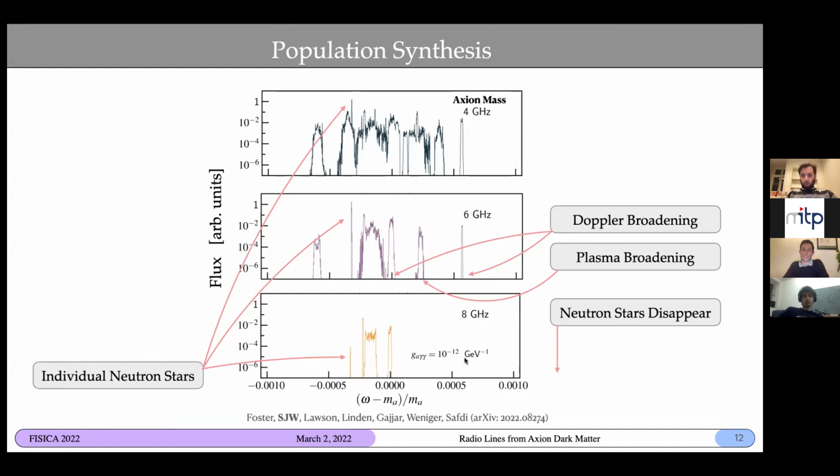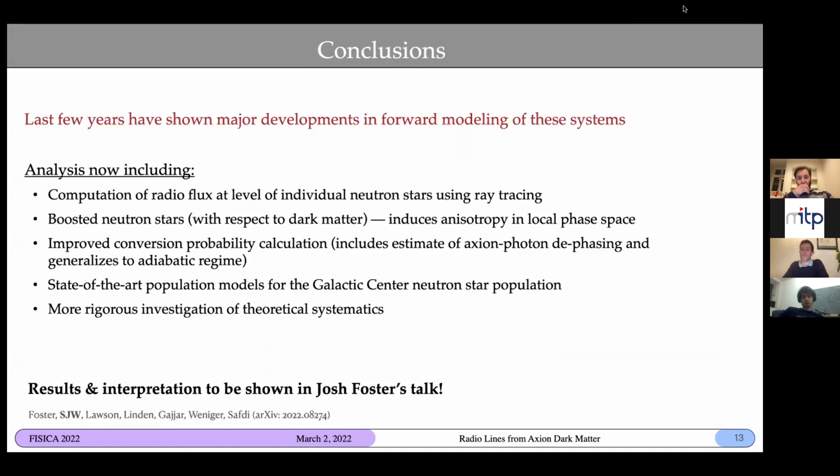So with that said, I think I'm probably over time, so let me just say a few conclusions. I think the last few years have shown major developments in the forward modeling of these systems. We're including many effects which were not included previously, and I think this will continue in the following years as a number of groups are actively pursuing this as their primary line of investigation. So I think that this offers really enormous promise for trying to probe axions in general. So I will let Josh take over and show you the results and the interpretations.